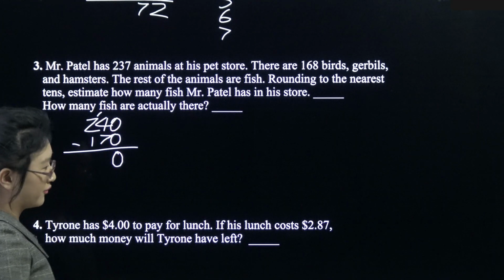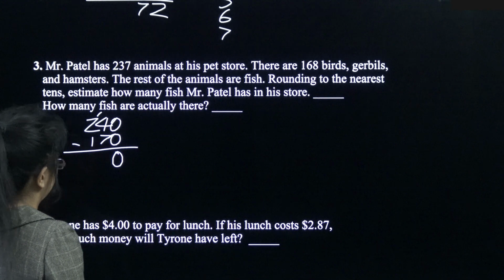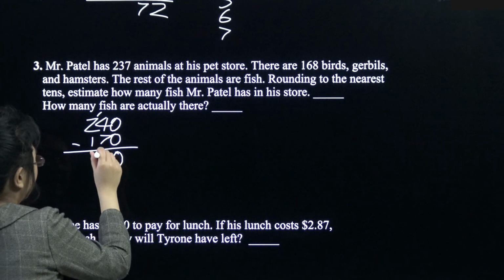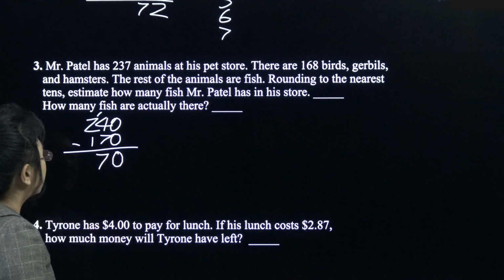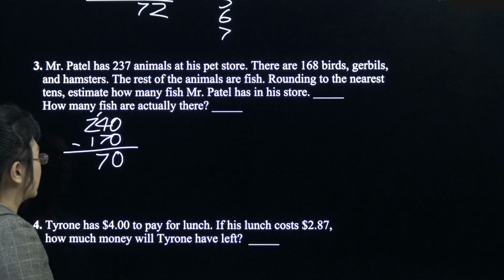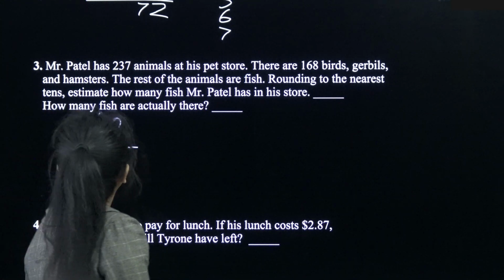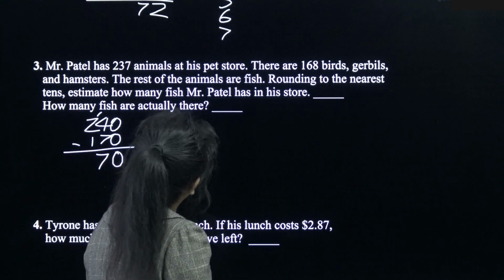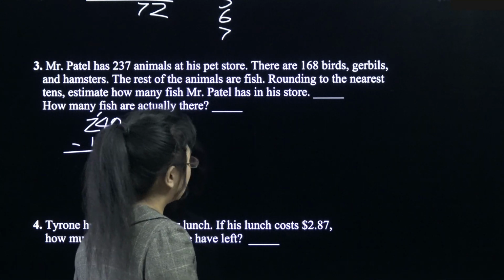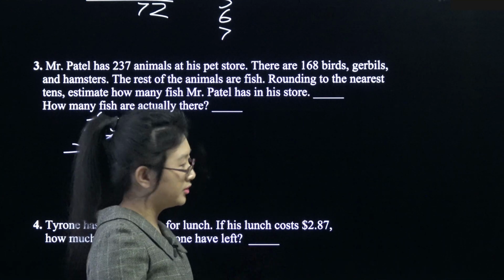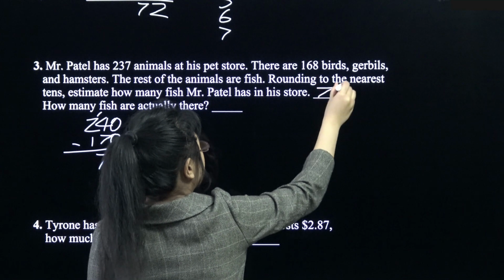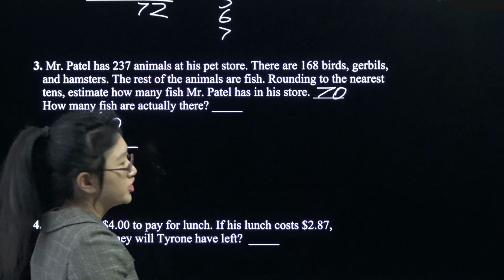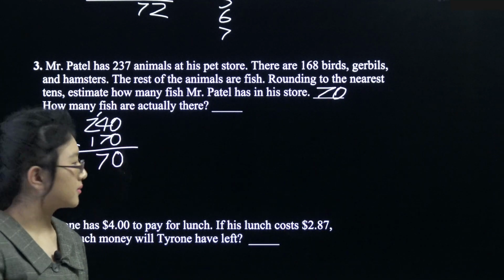And regroup because 4 minus 7 isn't exactly possible. And 14 minus 7 equals 7. 2 minus 1 equals 1, 1 minus 1 equals 0. So Mr. Patel has approximately, around, 70 fish in his store.